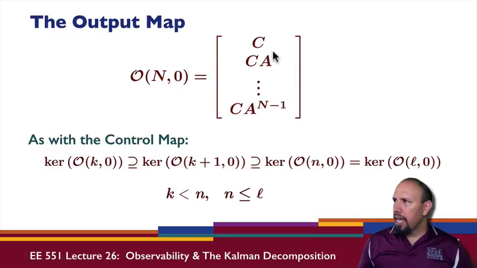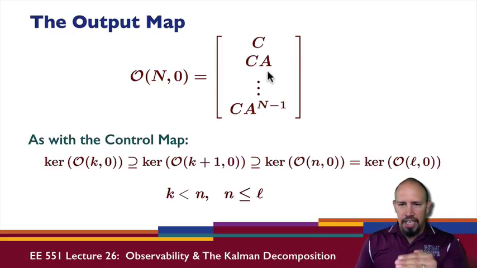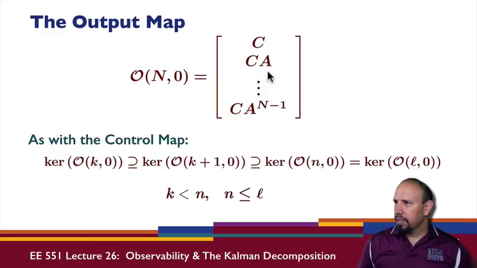So our output map, given by this, is dual to the control map. Instead of B, AB, A squared B all the way up, we have C, CA, and so forth. And so it's going down instead of across. As with the control map, there's a mapping of the spaces associated with this. Remember, with the control map, we were concerned with the range of the control map. In the case of the output map, we're now concerned with the kernel or the null space of that output map. And again, we have this nesting that takes place.